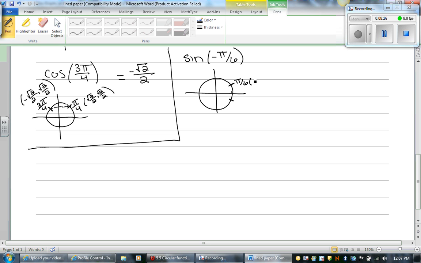We know that this point is the square root of 3 over 2, 1/2. Since it's a reflection over the x-axis, we negate our y. Oops, square root of 3 over 2, negative 1/2. Okay. Sine is your y-coordinate. So this very simply is going to equal negative 1/2.